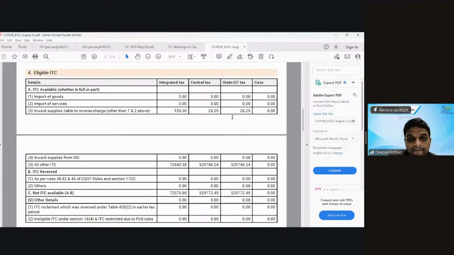Sir, I have experience with GSTR 3B online filing, but I have not seen that we can use CGST and SGST for IGST payment. You can, definitely you can. Okay, sir.